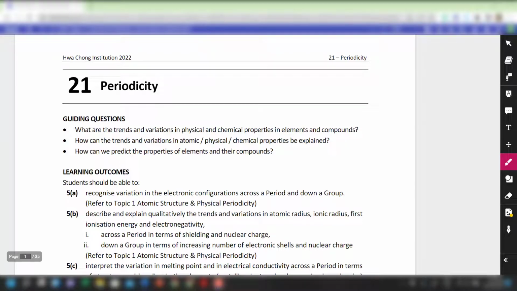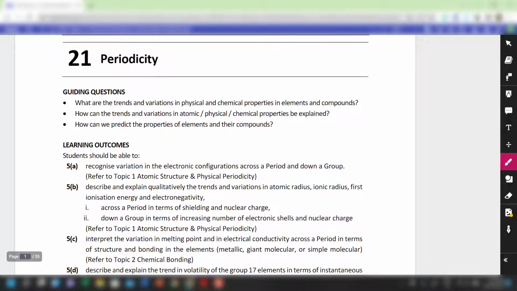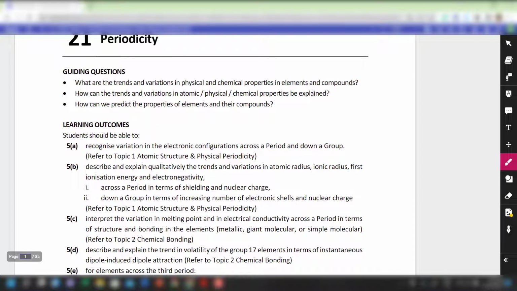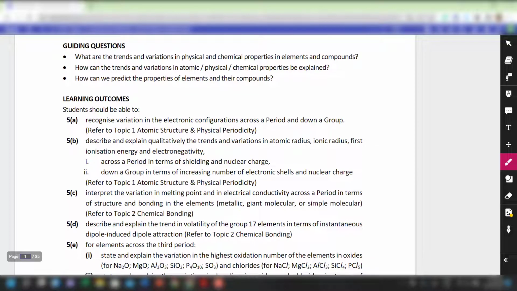Hello students, we are finally at our second last topic, right? So please hang in there. We are going to complete our curriculum real soon. Okay, so now we are at topic 21 on periodicity, but fret not because most of the contents of this particular chapter will be something which you can resonate with, and you are actually very familiar with them because you have seen them before in JC1.